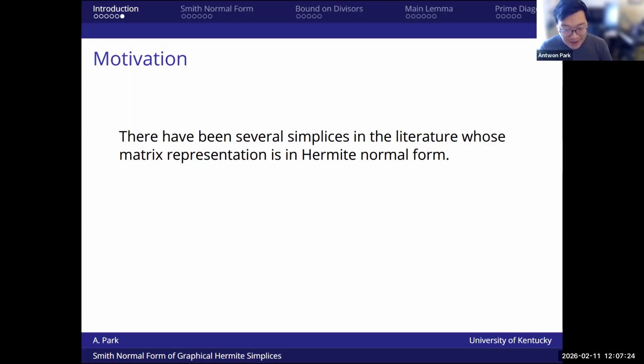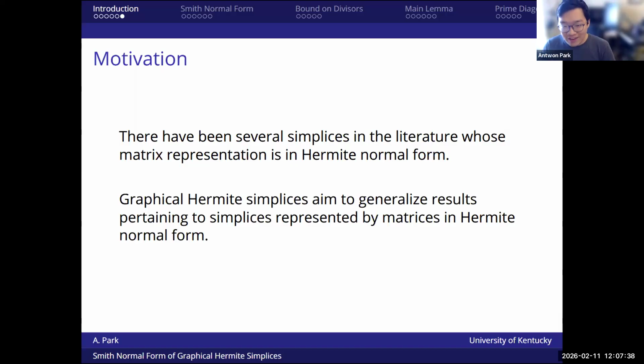And so the idea behind these graphical Hermite simplices is that there have been a lot of simplices in the literature where, if you look at a way to represent them using a matrix, their matrix is in Hermite normal form. And so these are just trying to generalize those kinds of matrices, and we're trying to see if there is a way that the combinatorics of the graph can inform us about algebraic properties of the matrix or geometric properties about the simplex. And so this is why we've been thinking about the simplices, and we have some results pertaining specifically to the Smith normal form of these matrices.